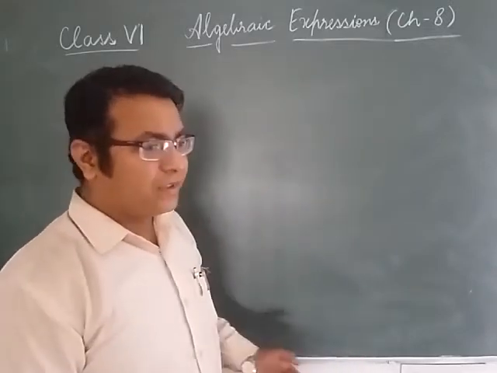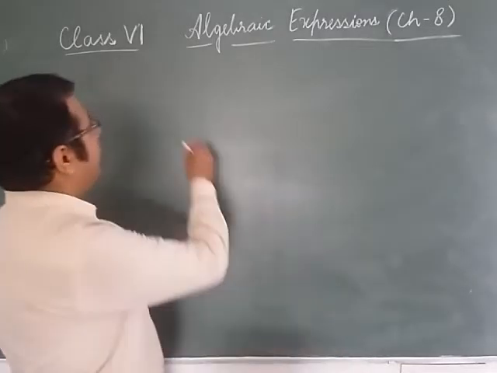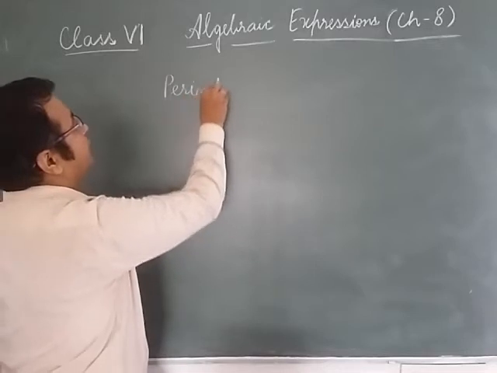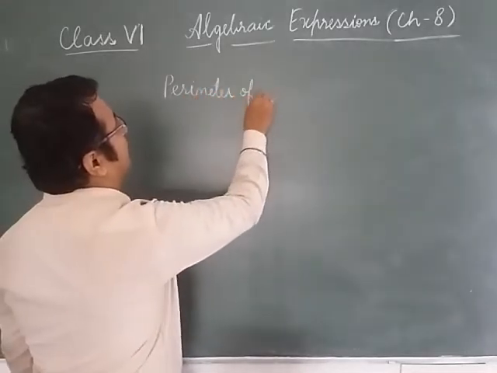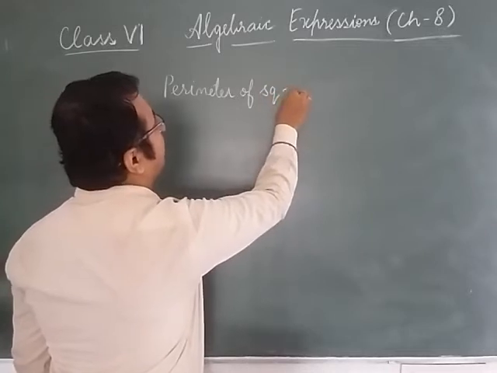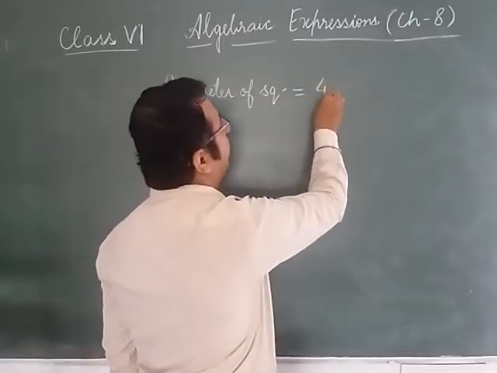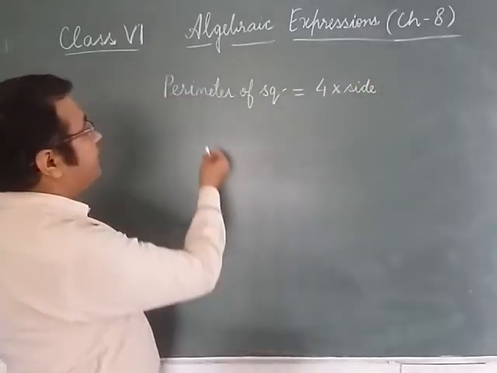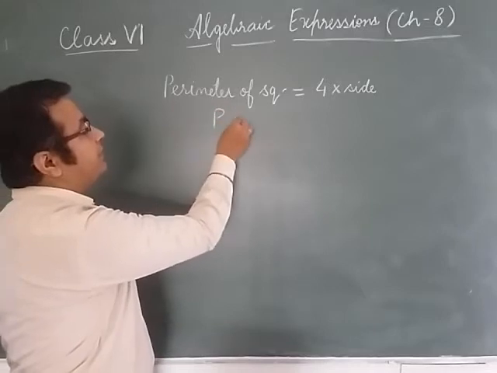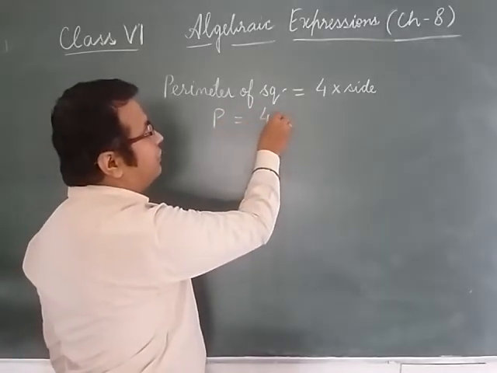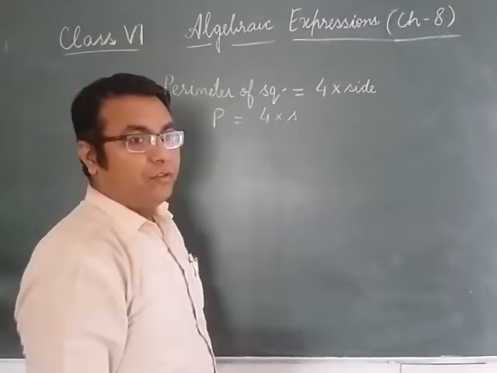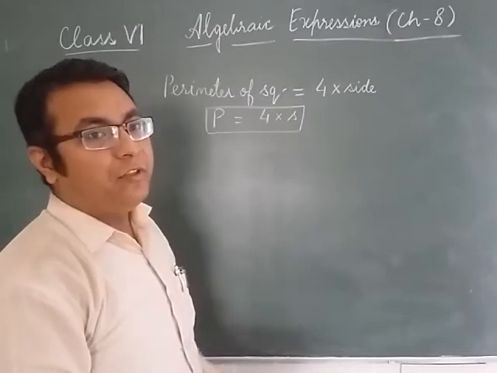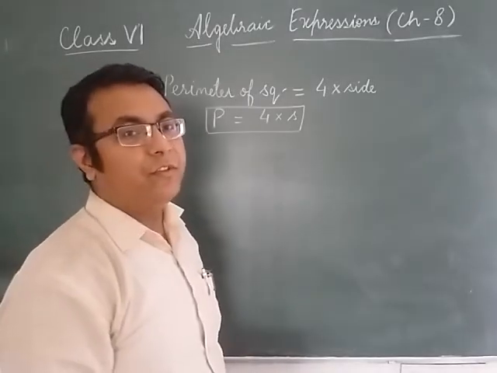So let us consider an example. You all know the formula for finding the perimeter of a square. The formula for finding the perimeter of a square is 4 multiplied by side. Okay. If I represent perimeter with the letter P, 4 will be written as 4 and side with the letter S. Now this becomes an expression to find the perimeter of a square.